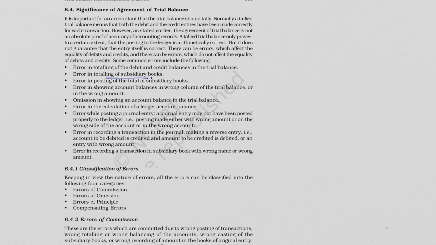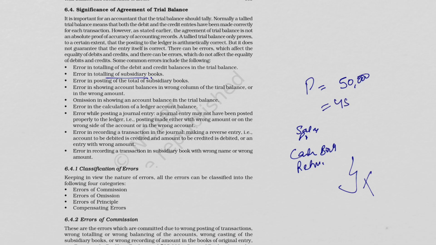So subsidiary books, we know it includes sales book, purchase book, cash book, and returns book. So if the totals of these books are calculated incorrectly, the trial balance will be wrong. For example, the actual purchase is rupees 50,000, but it is recorded as rupees 45,000. So this causes an error in trial balance.